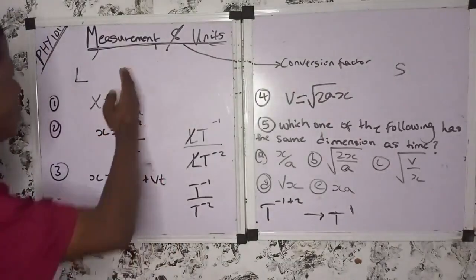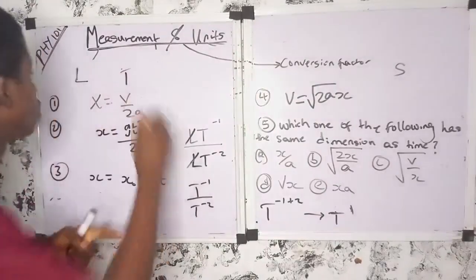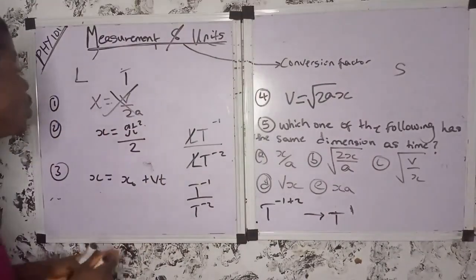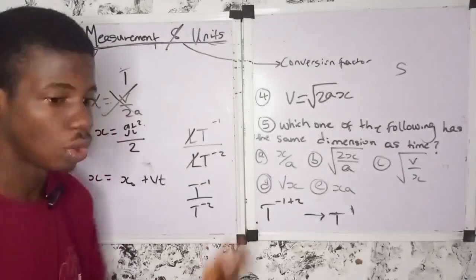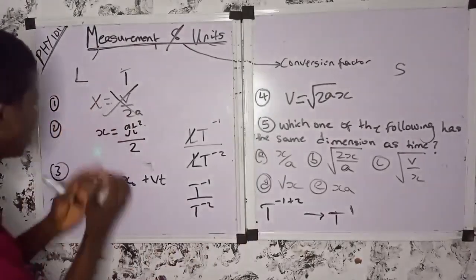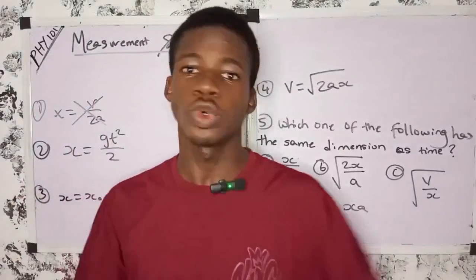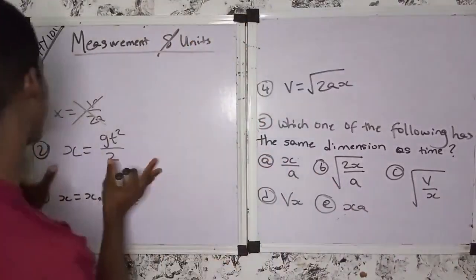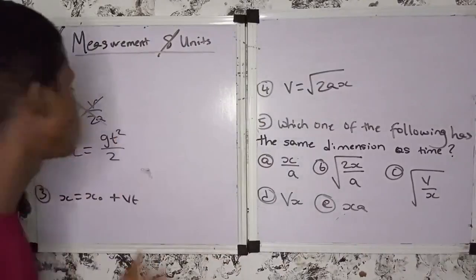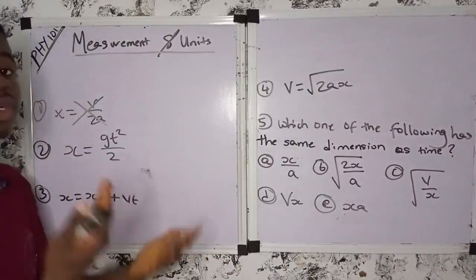The dimension here is T, so it's not correct. So number 1, this equation is not dimensionally correct. Now let's check number 2. Now move to question 2. Which of these equations is dimensionally correct? Is this equation dimensionally correct or not?